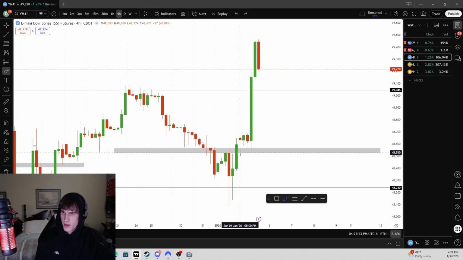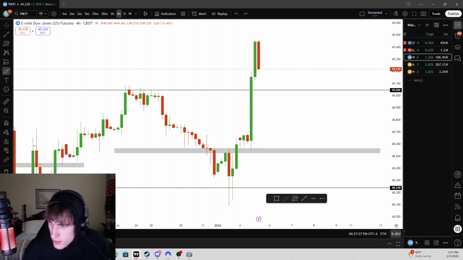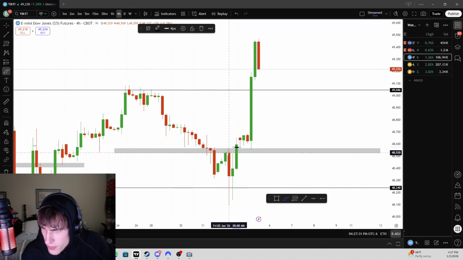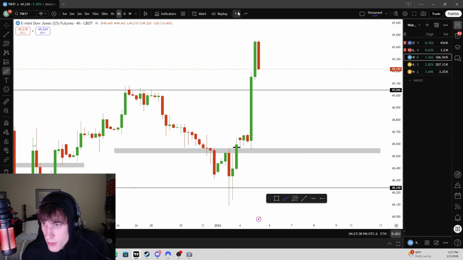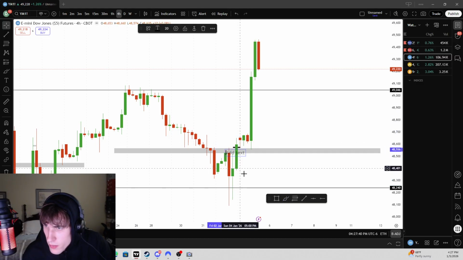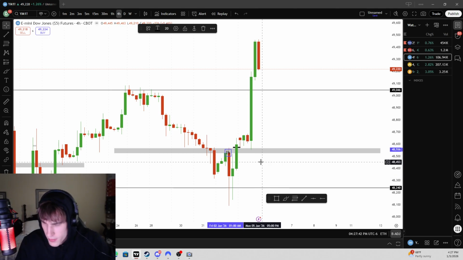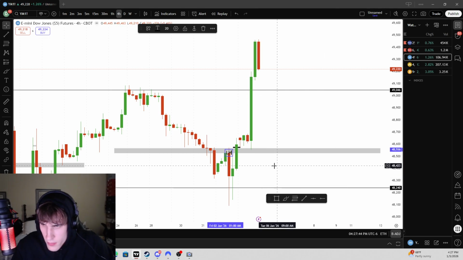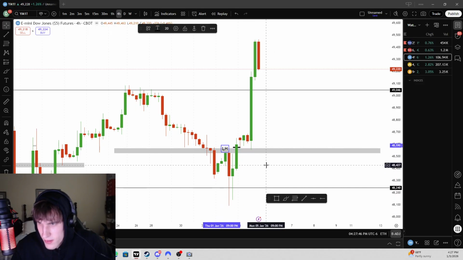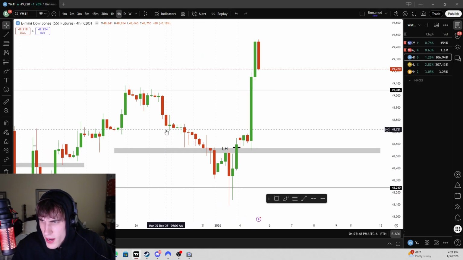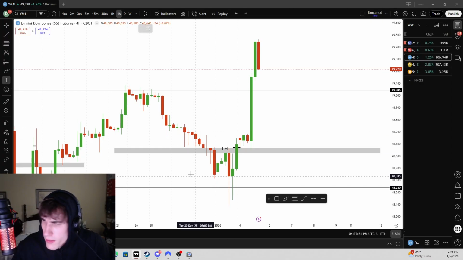So I saw US 30 was creating lower lows right here, but it pulled back and broke this. What is this level called? This was a lower high, okay? And this leads us to our next lesson. Price had lower highs and lower lows, okay?